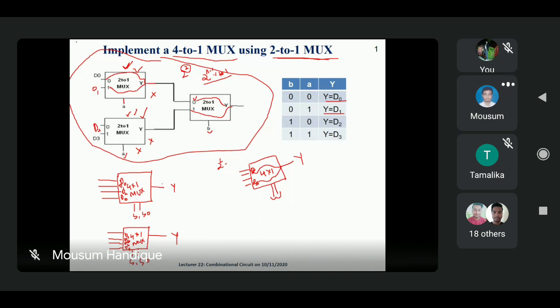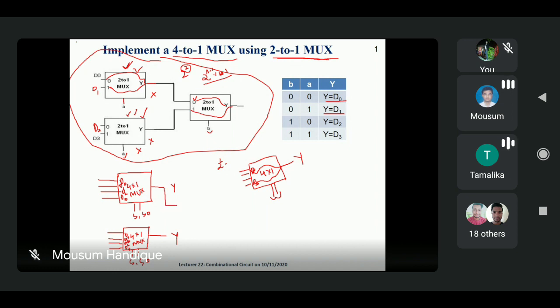Because if we are using only the number of 4 to 1 mux, what happened? This one is Y and this one is Y. Suppose I want to select the data line D7. Then how can we enable this particular second 4 to 1 mux? Sir, we need 3 4 to 1 mux.